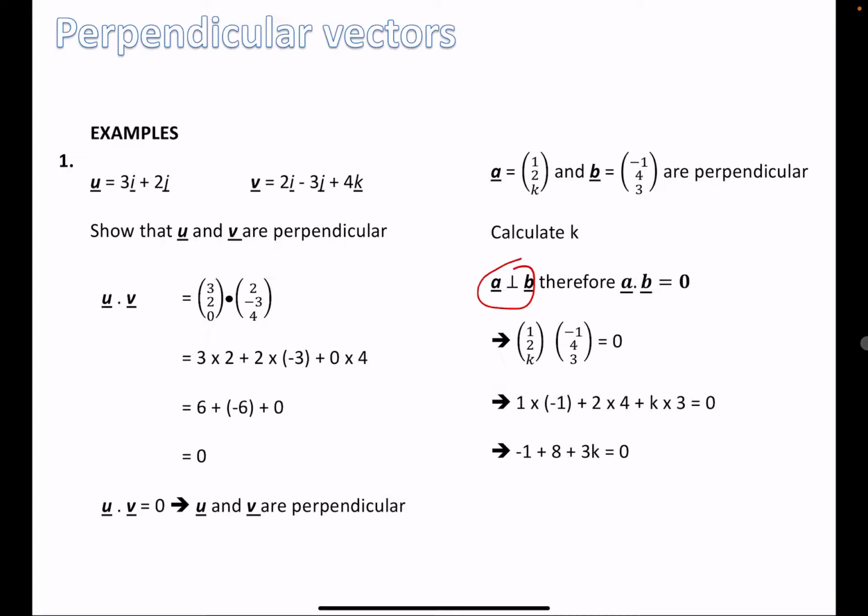1 times minus 1 is minus 1, 2 times 4 is 8, 3 times k is 3k, in which case 3k is going to have to equal minus 7, in which case k is going to have to equal minus 7 over 3. And that's if they're perpendicular. So if we knew that in advance, then we can find out what k is.